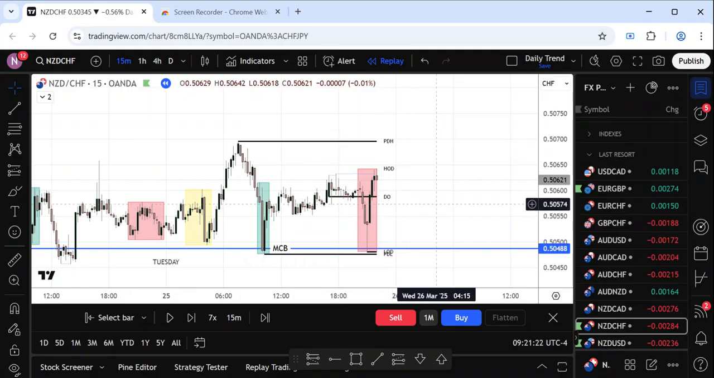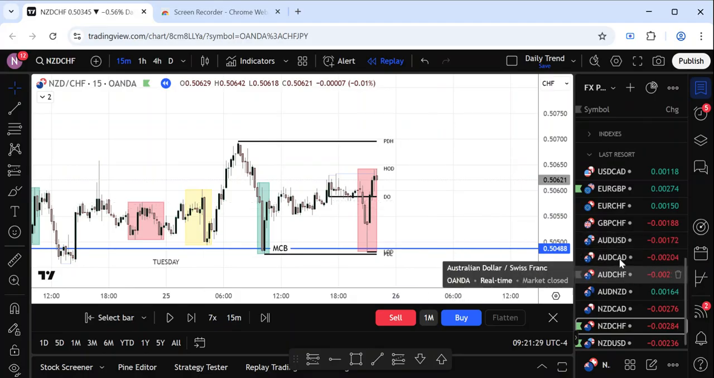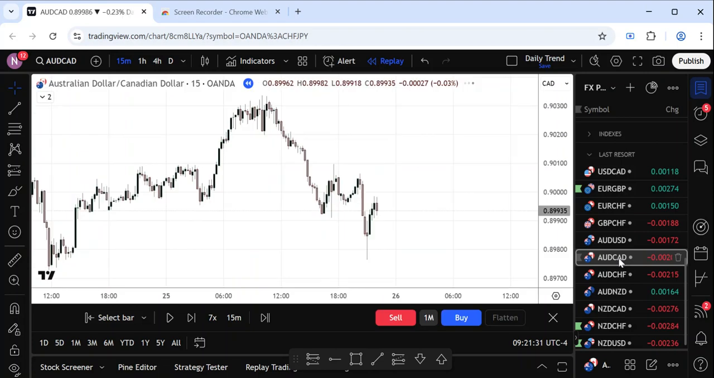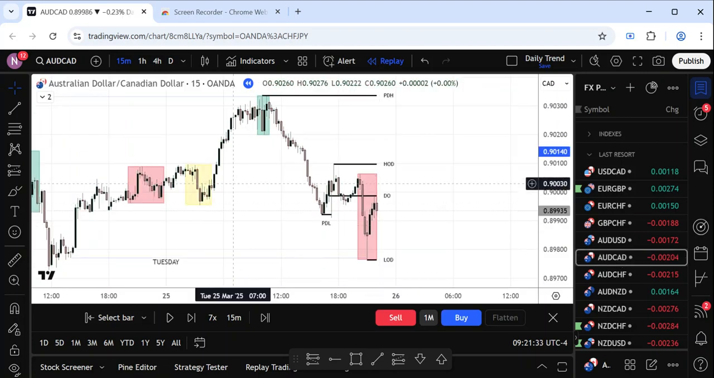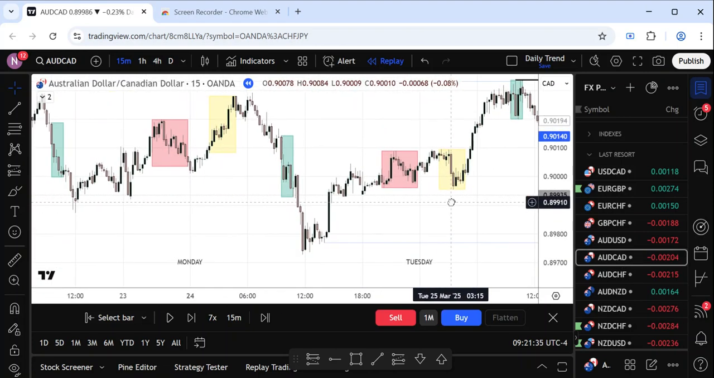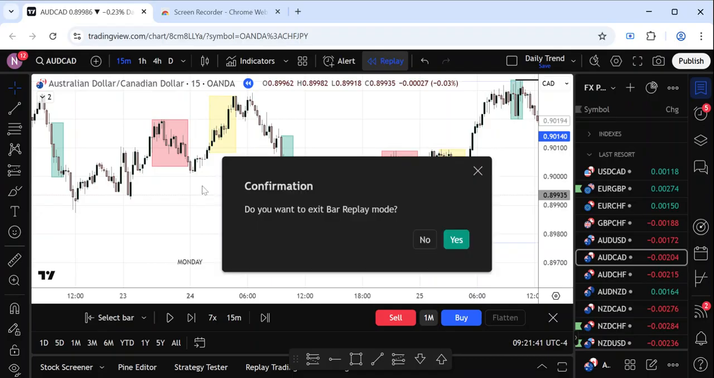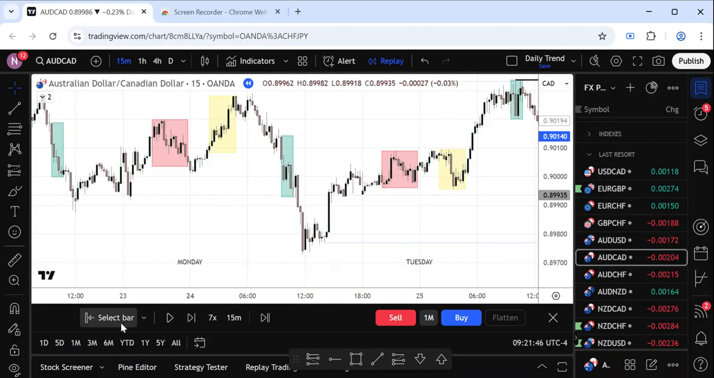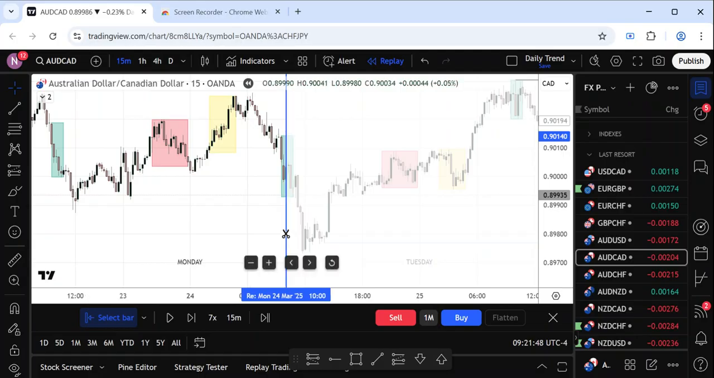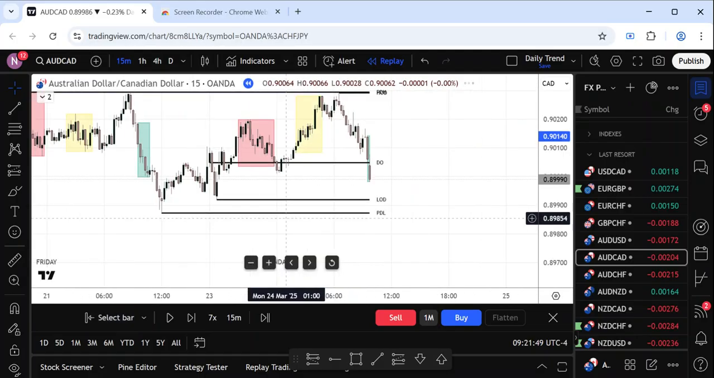All right, so here we go. So that was that. So let's go to another trade that I took, which was on Australian CAD on Monday. So let's see, this trade, according to my notes, was taken at 7 a.m. So we'll go through our system again. We'll select the bar for Monday. We'll just do right here for now.